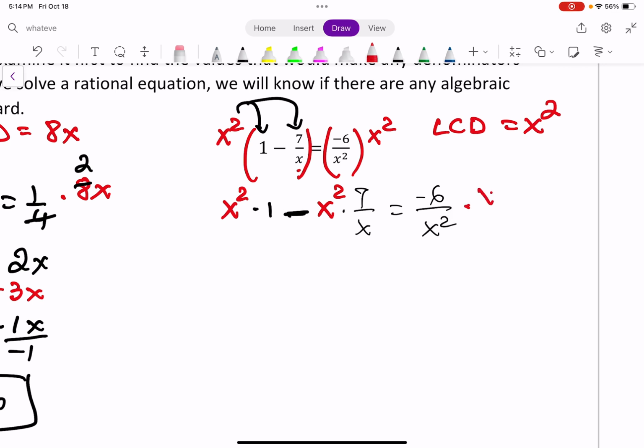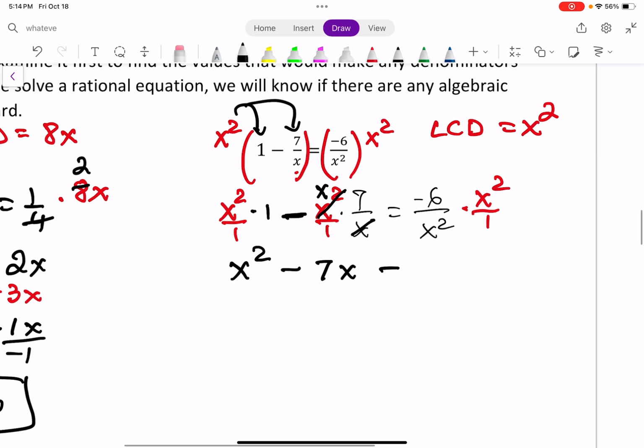And again, purposefully, I put these x squareds higher up so that you understand that they are over 1. Yes, and therefore they get to reduce denominators and multiply two numerators. So x squared times 1 is just x squared. This x squared divides one x factors out, leaving you with one more x factor, so negative 7x. And this x squared completely takes away the x squared, leaving you with negative 6.